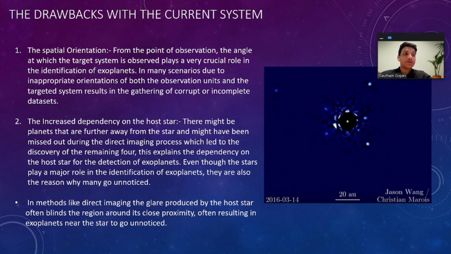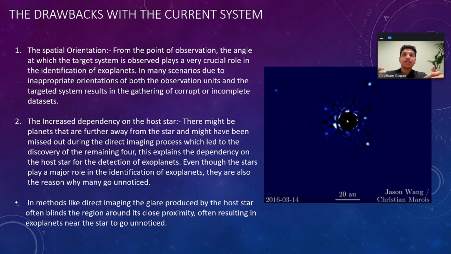A classic example for this is the newborn star HR 8799, which, in the image that you can see on the right side of the screen, has four exoplanets near it. But there are other planets that have popped up in recent discoveries, which were initially blurred out by the extreme glare of the star HR 8799.